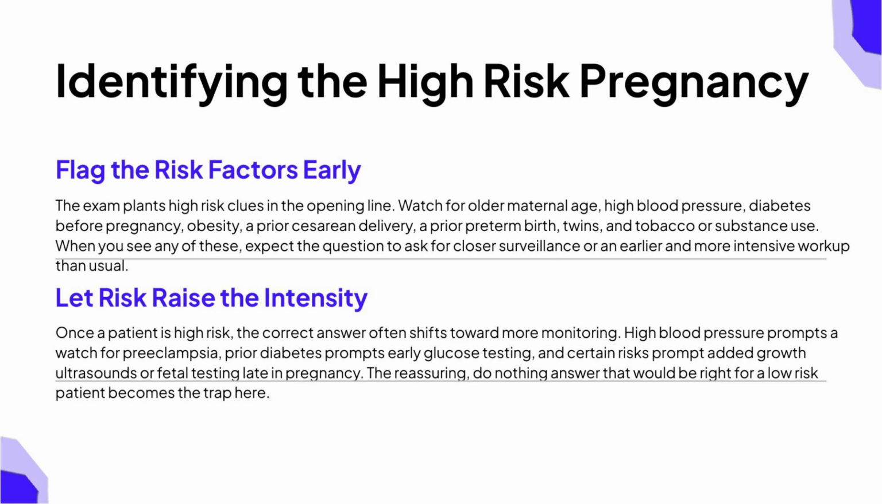The moment you spot one of these, expect the question to ask you for closer surveillance or for a workup that happens earlier and is more intensive than usual. Second, let the risk raise the intensity of your answer. Once a patient is high risk, the correct choice tends to shift toward more monitoring. High blood pressure should make you watch for preeclampsia, diabetes before pregnancy should make you test glucose early rather than waiting, and several risk factors call for added growth ultrasounds or fetal testing later in pregnancy.